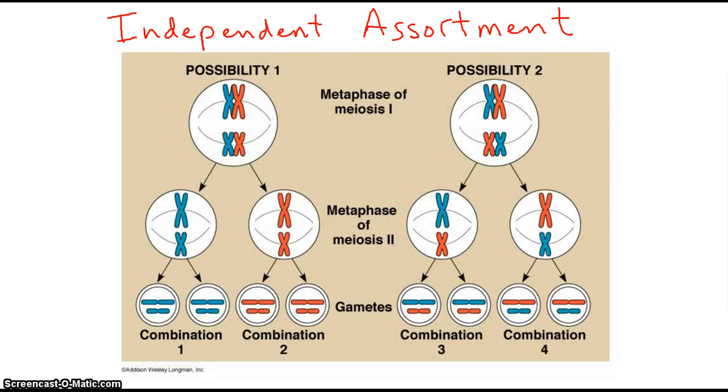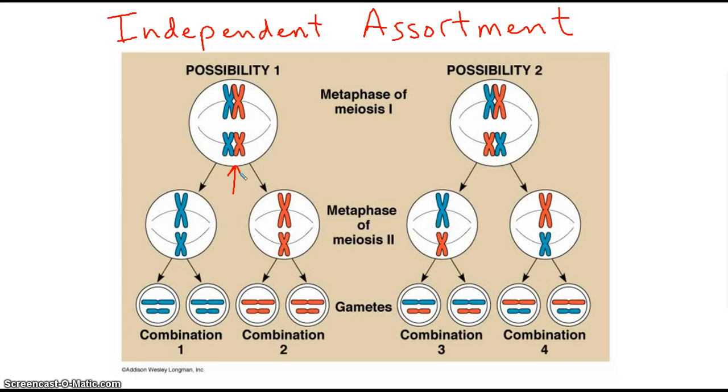The second way that meiosis increases genetic diversity is through independent assortment. Here's where we talked about when the homologous chromosomes line up during metaphase. If the blue is paternal and the red is maternal, they can line up with father on one side, mother on the other side, or they can flip-flop like we see on the right.